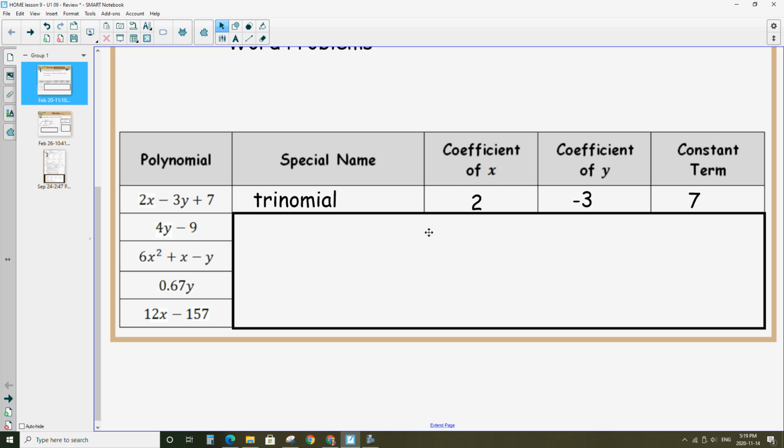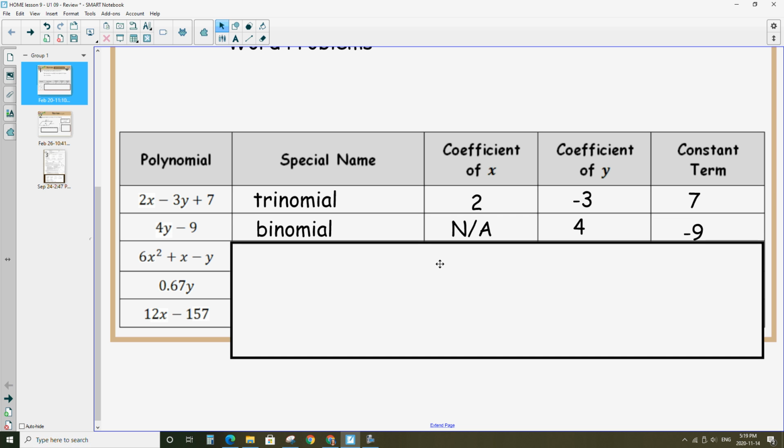All right, so I'm hoping that you've tried these on your own. Let's see how you did. So the second one is a binomial. There is no x term, so we say not applicable. Coefficient of y would be 4, and the constant term is -9.